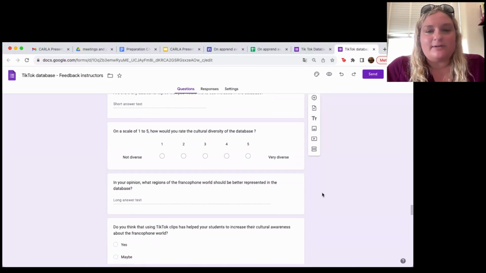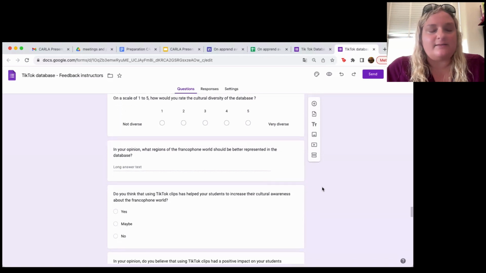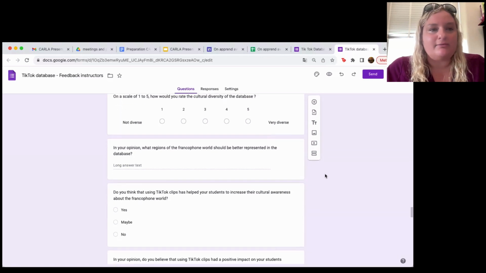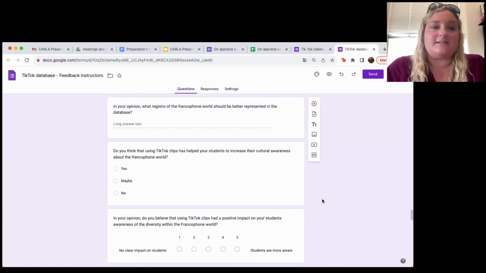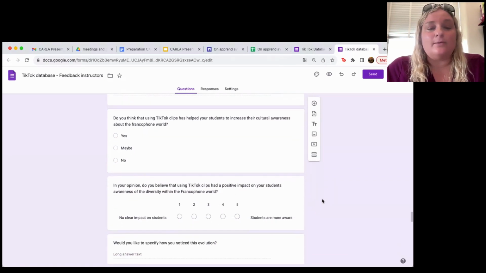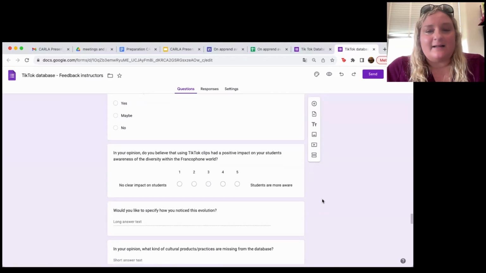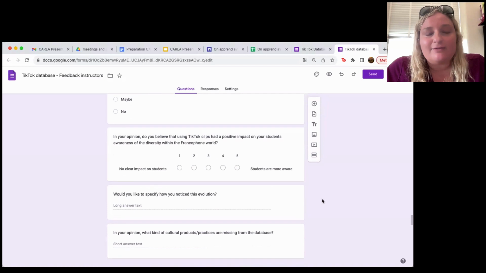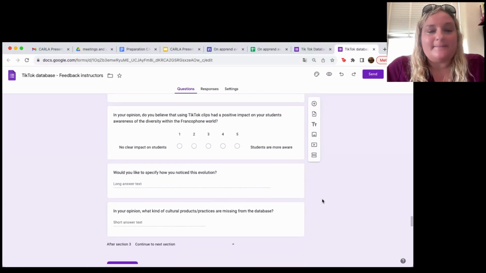Then we ask you some sort of rating questions about your perceptions, about what you think it did well. Did it help you in terms of how you represent cultural diversity? Did it help you in terms of how you represent sociolinguistic diversity? Were your students engaged? Did this help them to understand the Francophone world in a different way, in a more comprehensive way? It sort of invites you to give any or all of the kind of feedback that you might have after using this kind of tool.